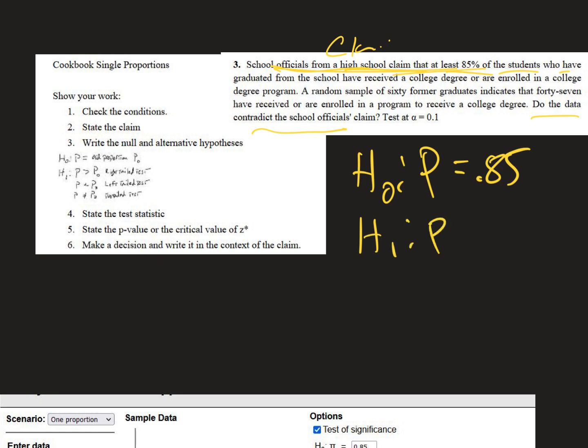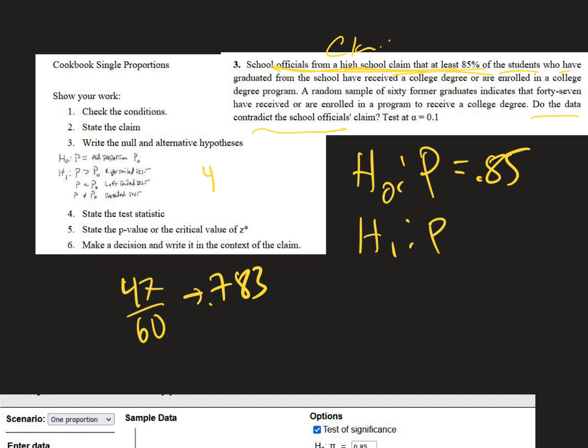So what's 47 divided by 60? 47 divided by 60 is 0.78, because that's the sample proportion. That's 78%, or 0.78.